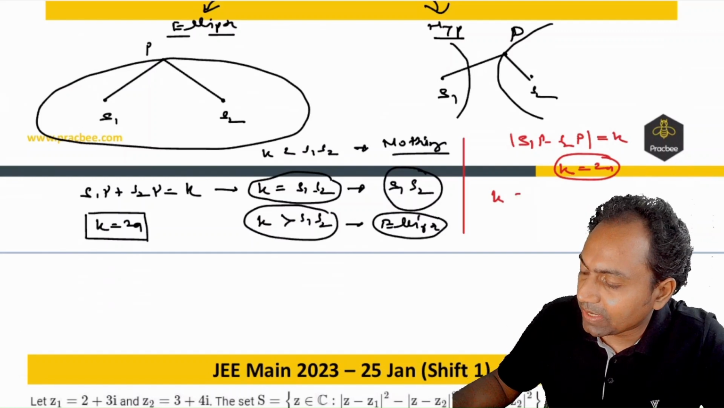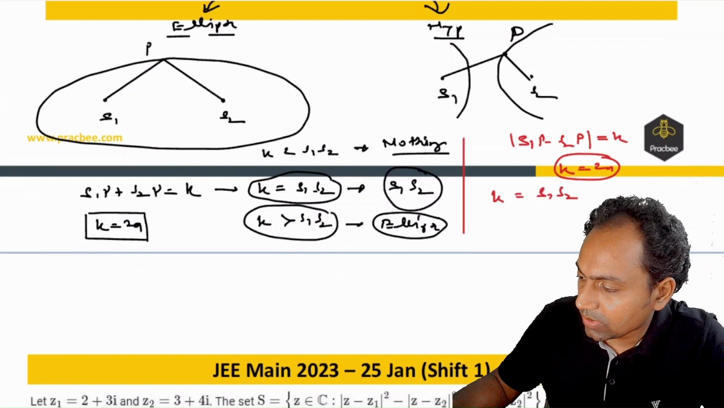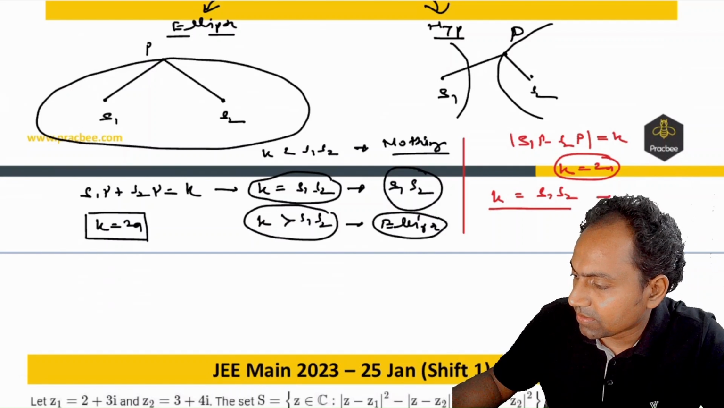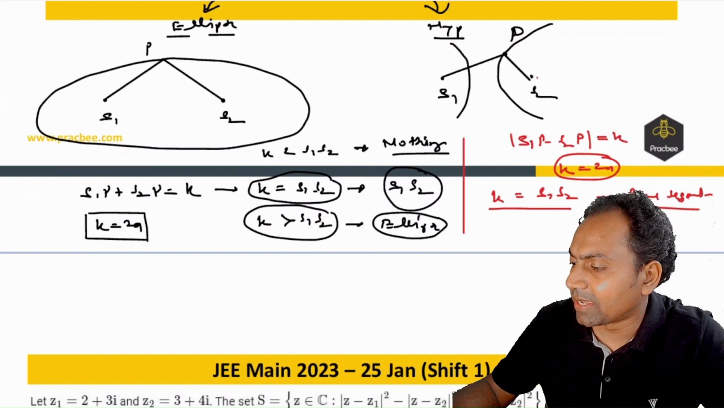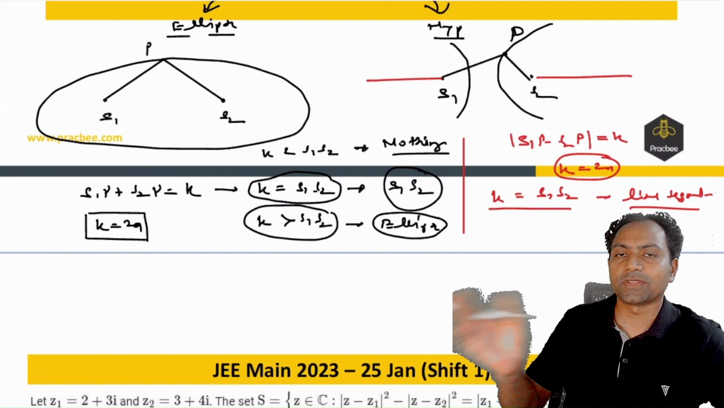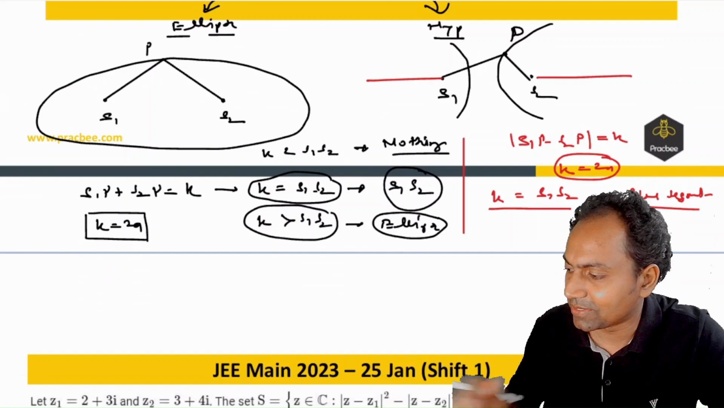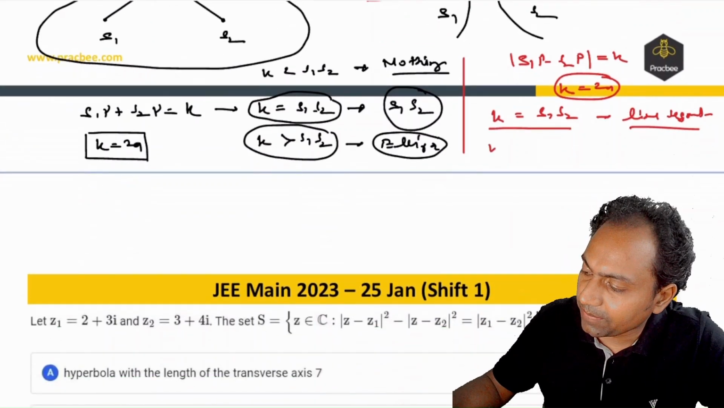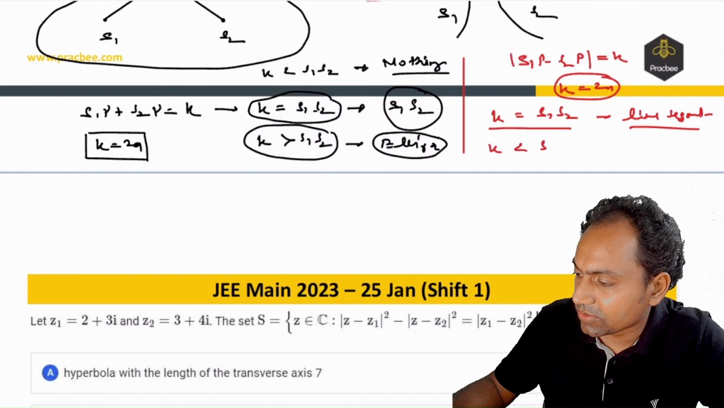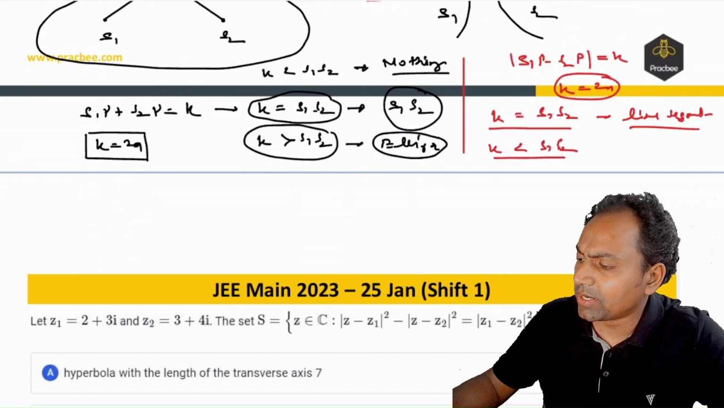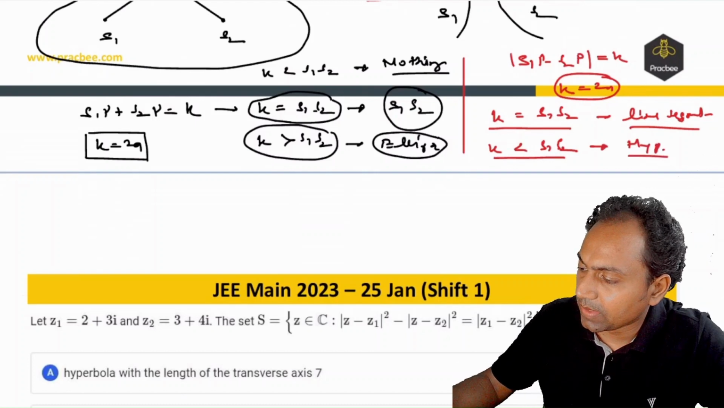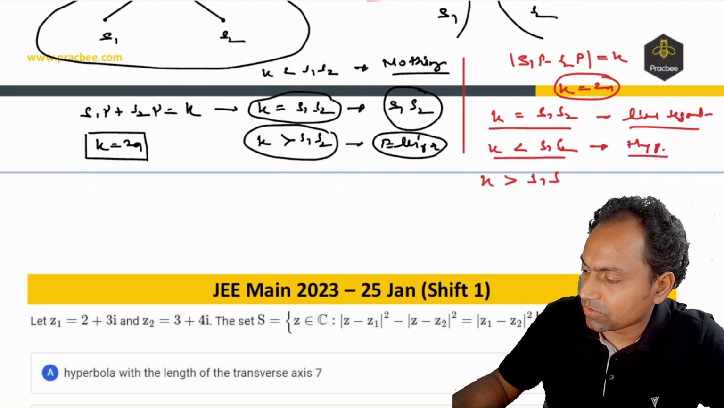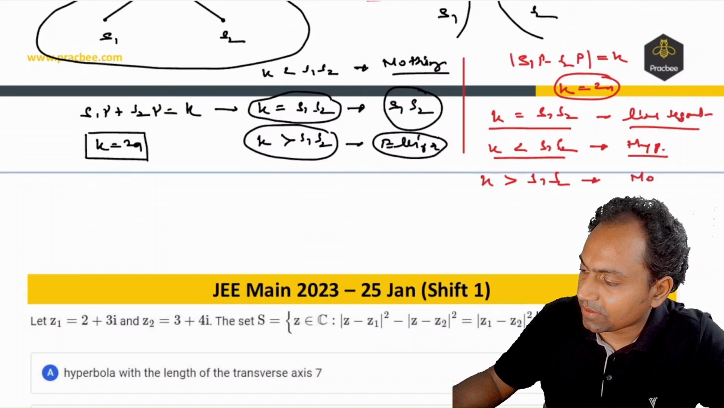One is if K becomes equal to S1S2, again it becomes a line segment. And you can see that this will happen when this line is on the other side of S1 and S2. So that part of the line it is trying to represent. Another condition here is what will happen if K is smaller than S1S2. This is totally fine because in this case it is going to represent a hyperbola. But if K is greater than S1S2, in that case it will represent nothing.